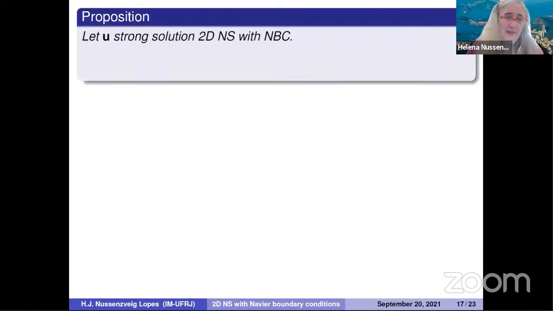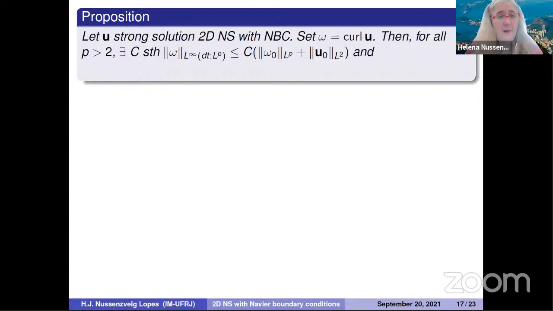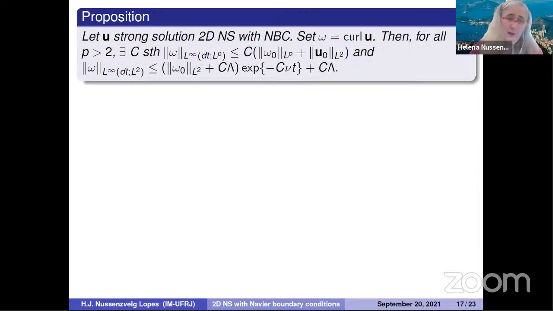So we have the following proposition: let U be a strong solution of 2D Navier-Stokes with Navier boundary conditions. Omega is the curl of U. Then for any P greater than 2, there exists a constant such that the LP norm, L infinity in time, is bounded by the initial LP norm plus the initial L2 norm of the velocity. And furthermore, the L infinity norm in time into L2 is exponentially decaying, plus a constant times this object lambda, which I'm going to explain what it is in a second.